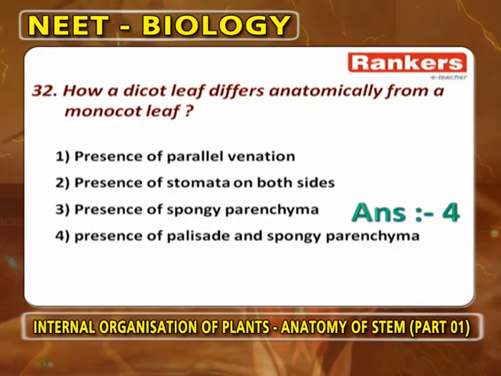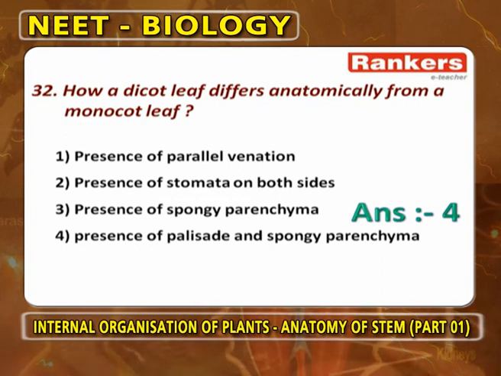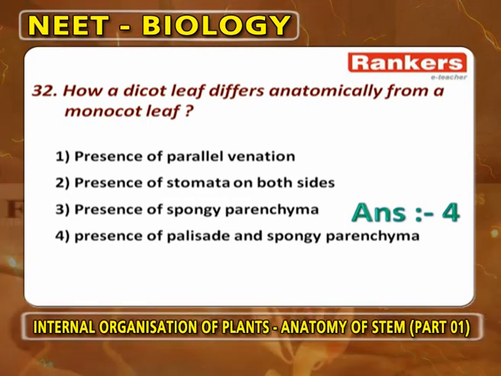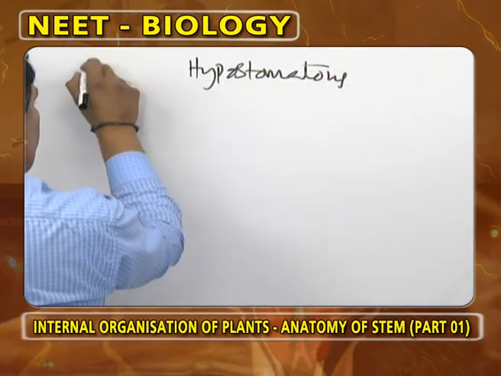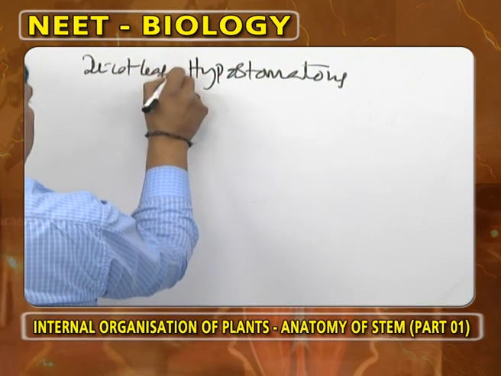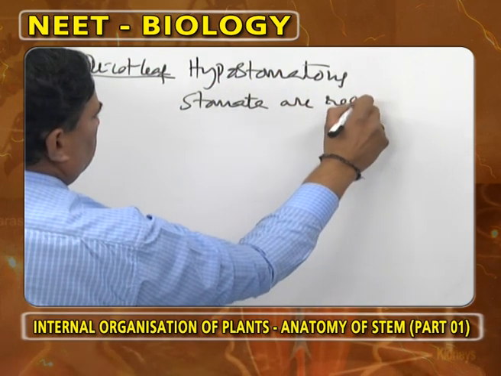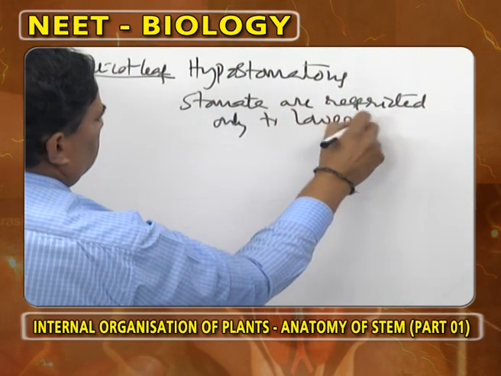How a dicot leaf differs anatomically from a monocot leaf. So, now the question is how a dicot leaf differs anatomically. Presence of parallel venation: a dicot leaf does not possess parallel venation except a few like Calophyllum erynchium. Presence of stomata on both sides. In a dicot leaf, the condition is called hypostomatous. What is hypostomatous? Stomata are restricted only to the lower epidermis.